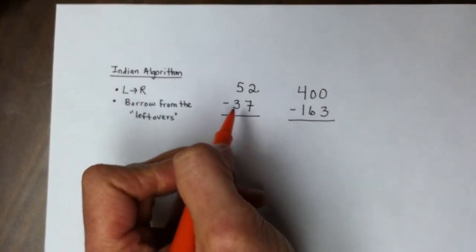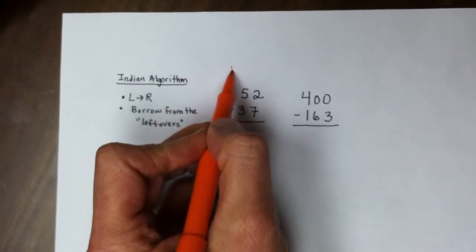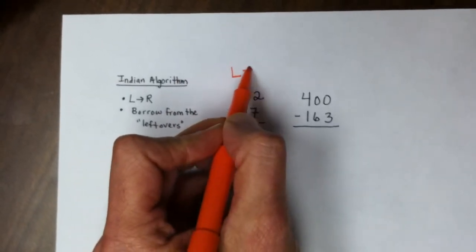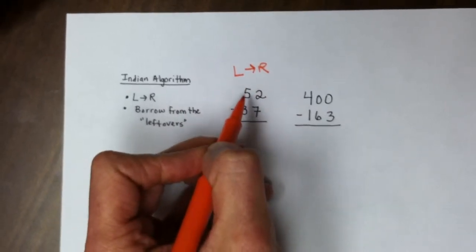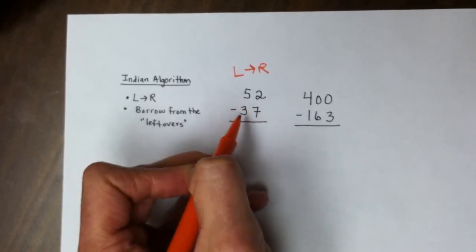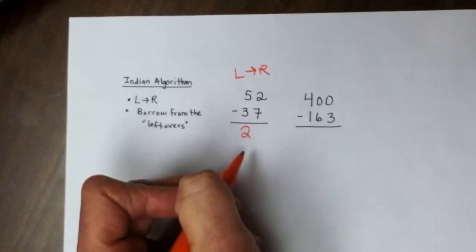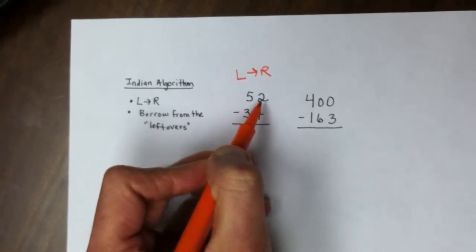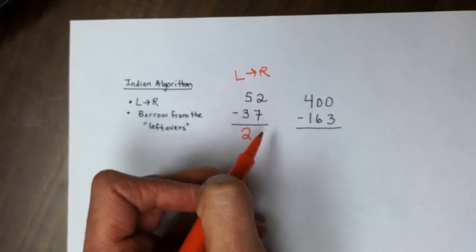I'm going to begin by subtracting 37 from 52. So I'm going to start with the largest place value on the left, and we're going to make our way to the right as we subtract. So my largest place value is the tens place. I have 5 tens, and I want to subtract 3 tens, which leaves me 2 tens. Now I have 2 ones, and I'm wanting to subtract 7 ones.